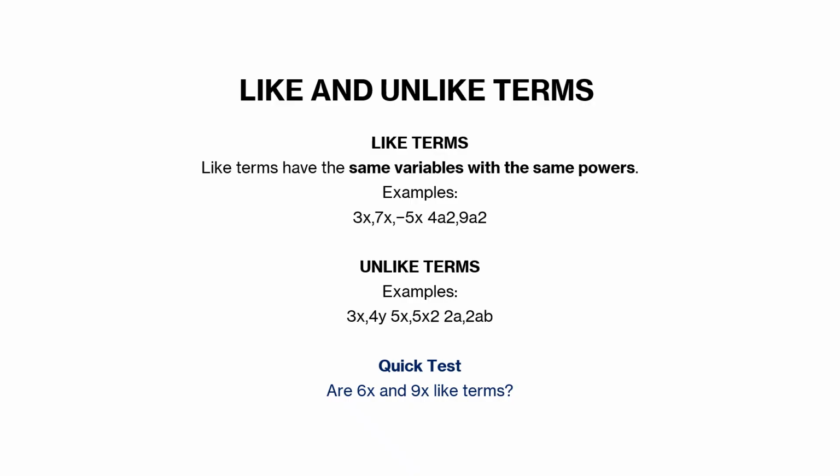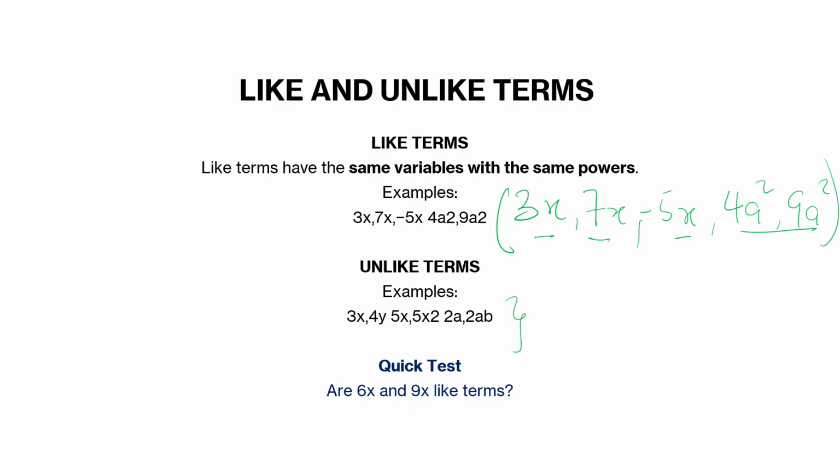Like and unlike terms. Like terms have the same variable with the same powers. So if you look at this expression, let me rewrite them: 3x, 7x, minus 5x, 4a squared, 9a squared. Because all the variables have the same power, 3x and 7x are like terms. With x also, negative 5x are like terms, and then 4a squared and 9a squared are also like terms.